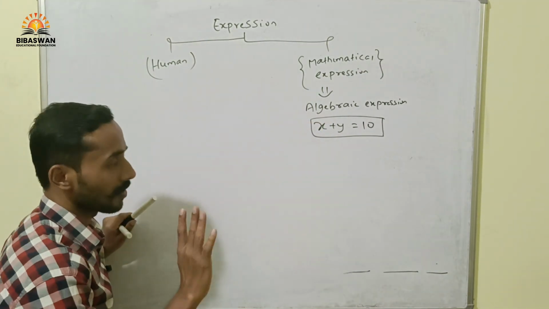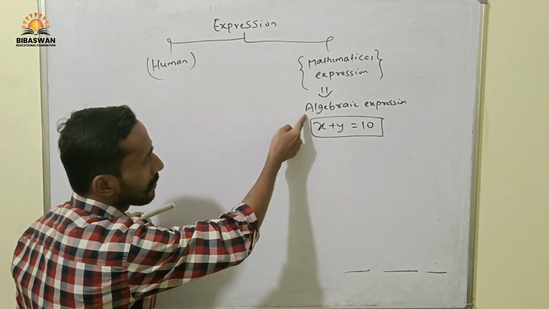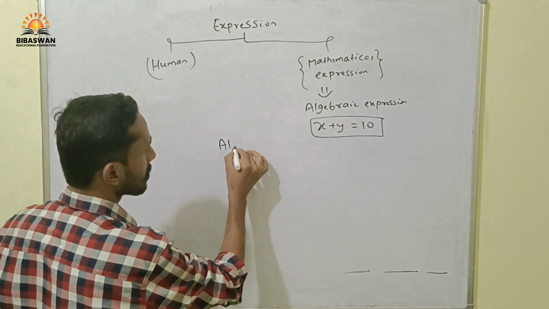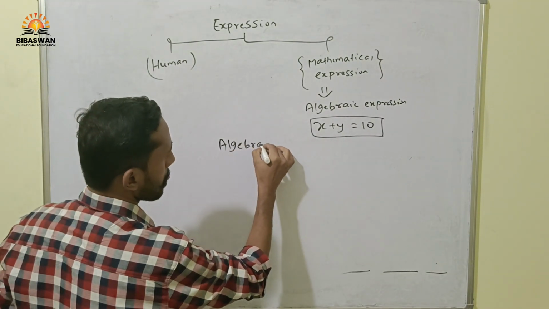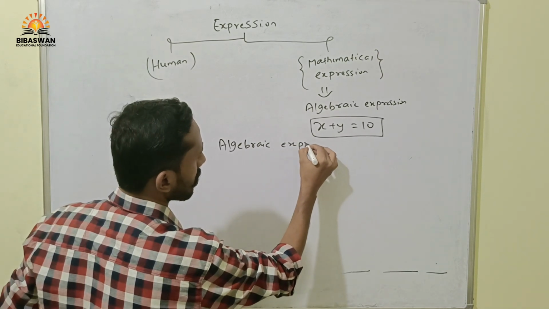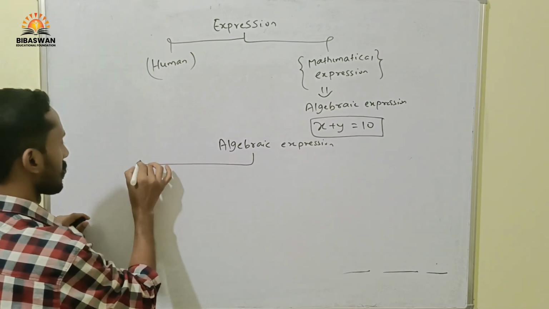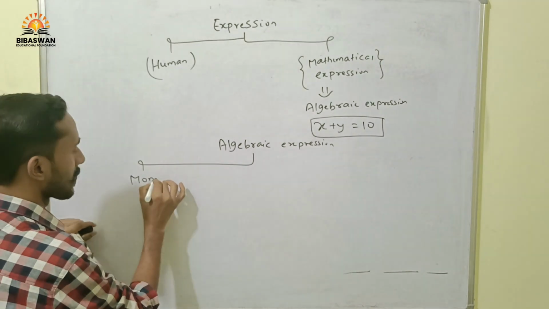We have already known. Okay. And we have some types of algebraic expression. Algebraic expressions are of many types. The first type is monomial.